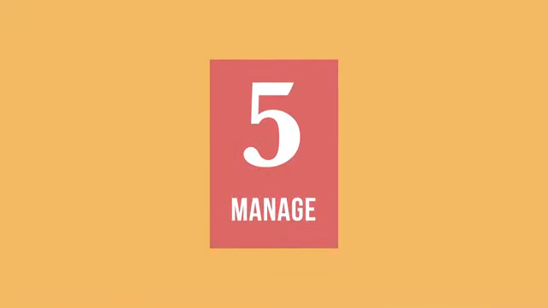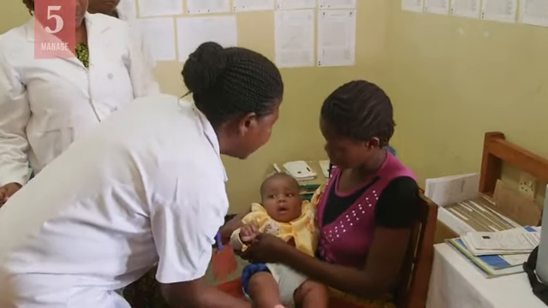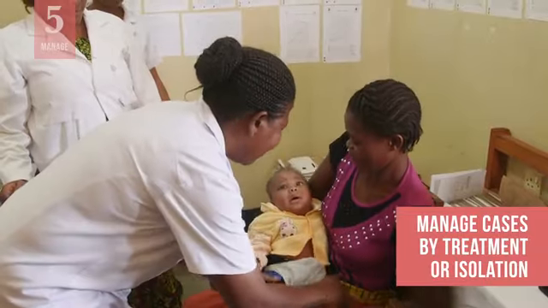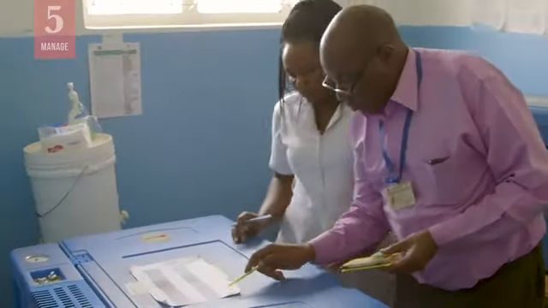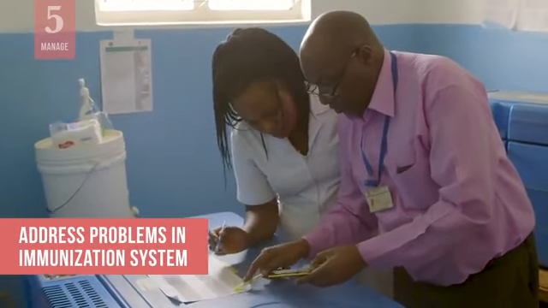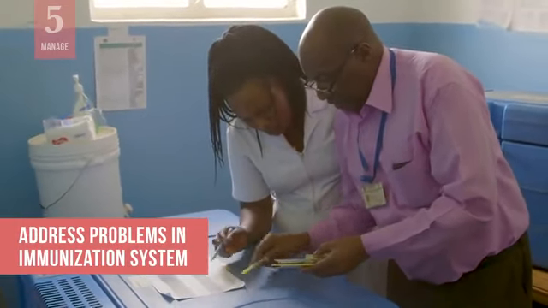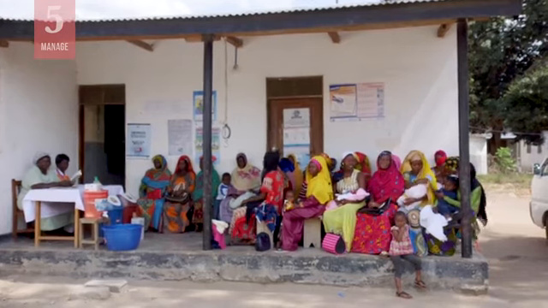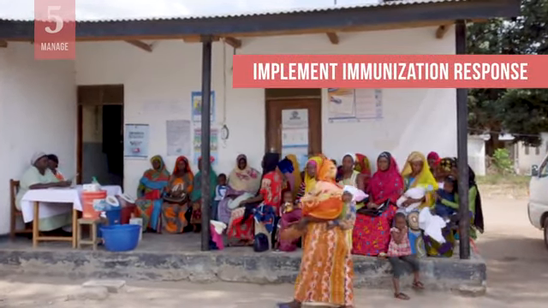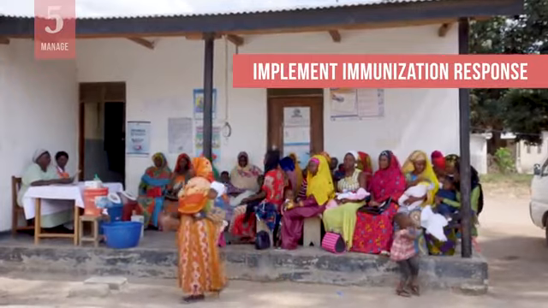You will also need to manage the outbreak as early as possible. This can include a range of activities, including treatment of cases or isolation to prevent additional spread. In some cases, you may need to address problems in the immunization system, such as the cold chain. Depending on national policy, the response may also require a rapid, focused immunization response.